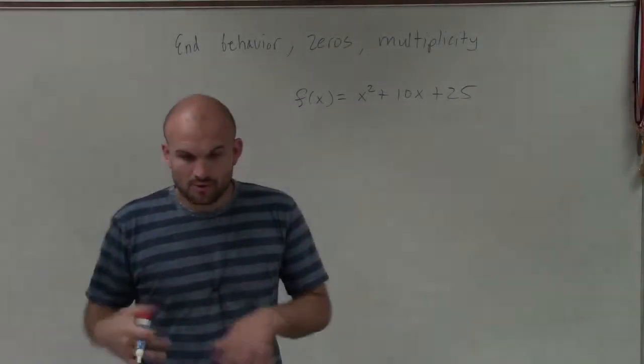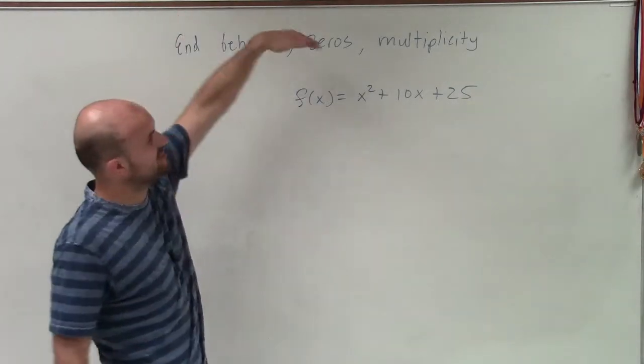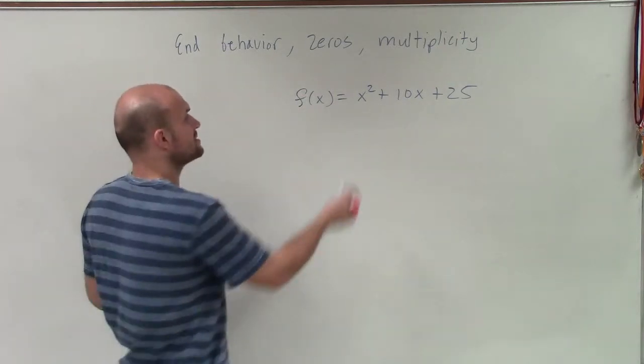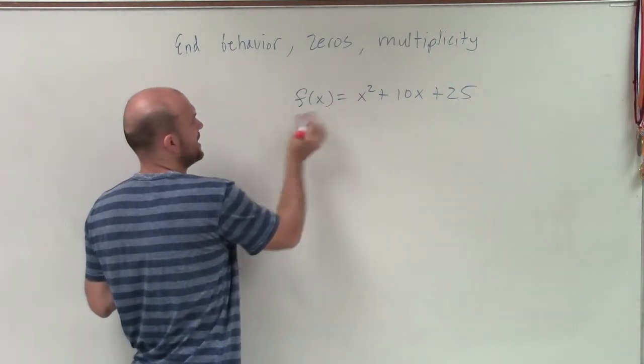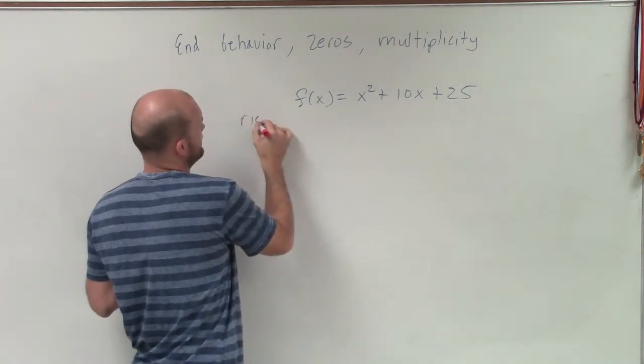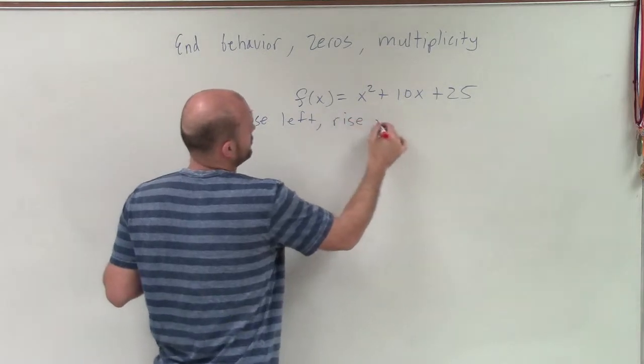Okay, ladies and gentlemen, so what we're going to do for these types of videos is, again, I'm just going to work on the end behavior, zeros, and multiplicity. So I'm going to do the end behavior a little bit quicker since we've had some practice with this. We see that the degree is even, and we see that our leading coefficient is a positive 1. So therefore, we know that this graph is going to rise left and rise right.